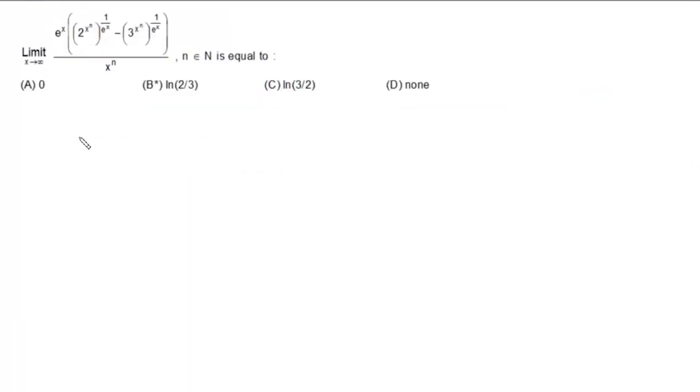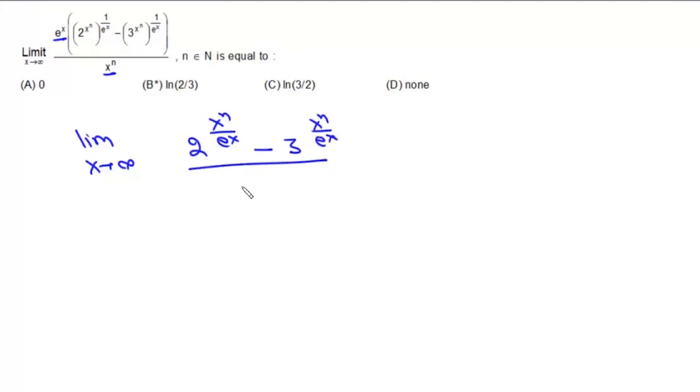Now here the question is, we need to solve this limit, which is limit x tends to infinity. Now we'll rearrange this a bit. So we'll write this as 2 to the power x to the power n upon e to the power x minus 3 to the power x to the power n upon e to the power x upon x to the power n upon e to the power x. Now what we'll do is we'll let x to the power n upon e to the power x as h.